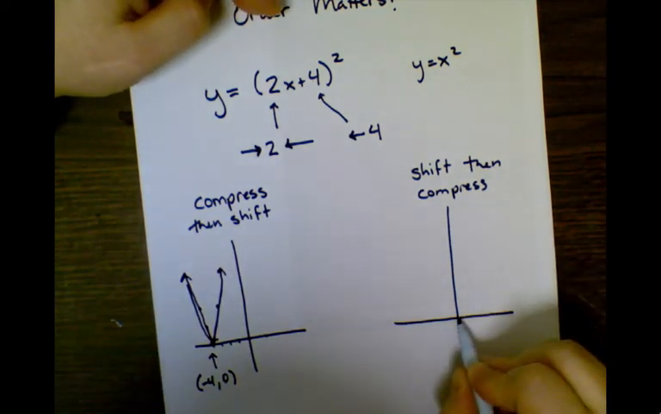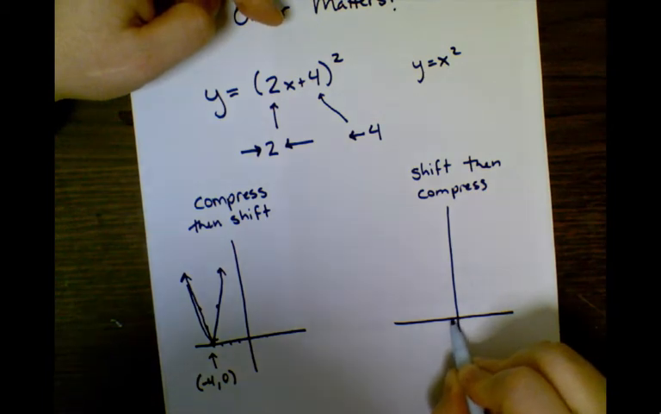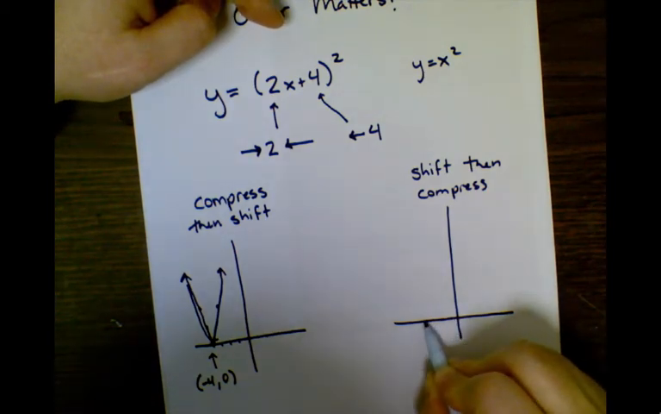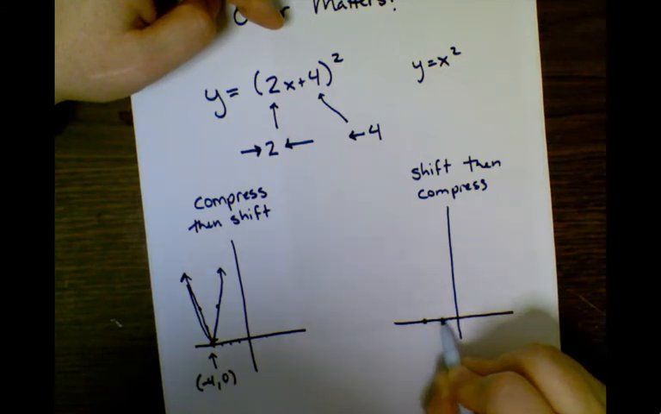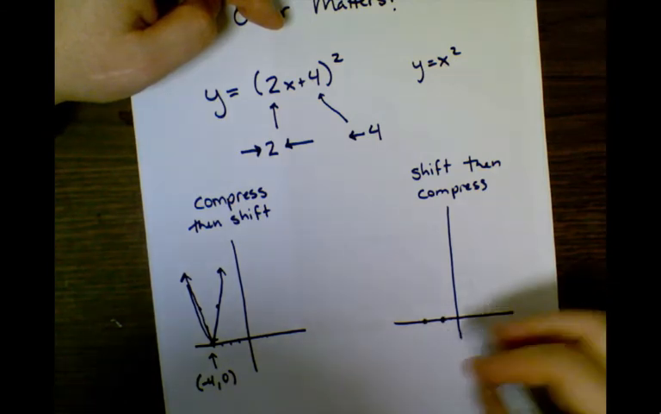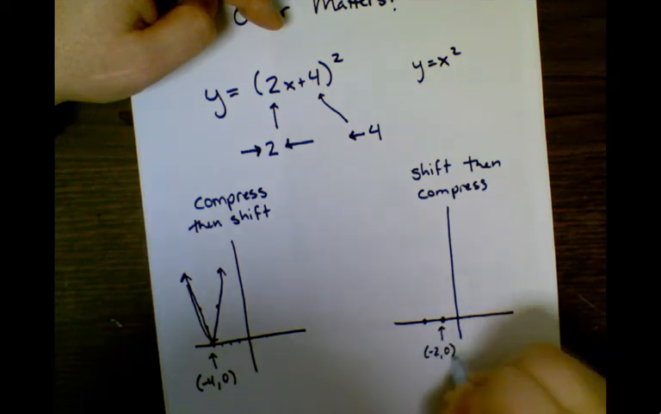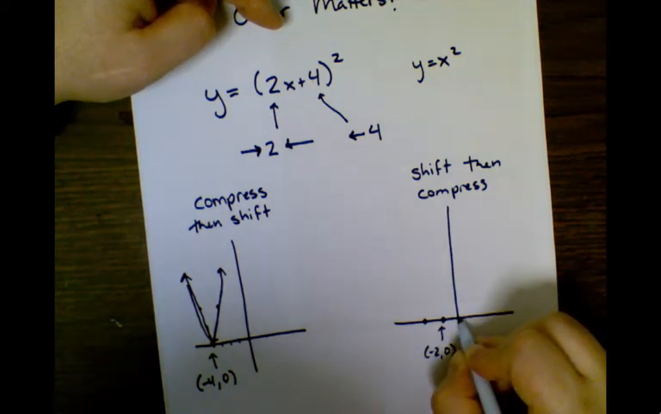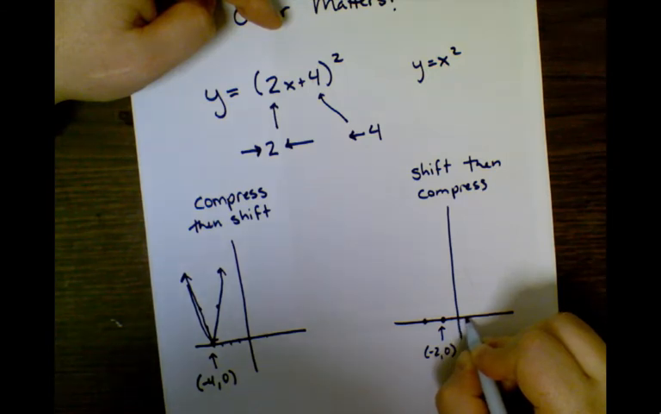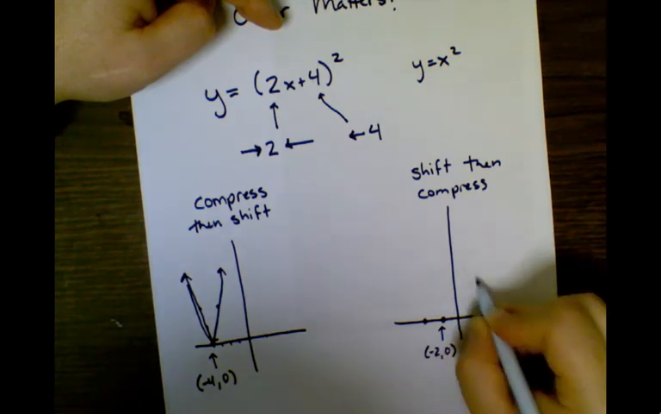Okay, starting at 0, 0, if I shift it over 4, 1, 2, 3, 4, and then I compress it, so from 4 I cut that in half, and now I'm at 2, 0. Or I'm sorry, negative 2, 0. Interesting. Another point on my graph would be 2, 4.